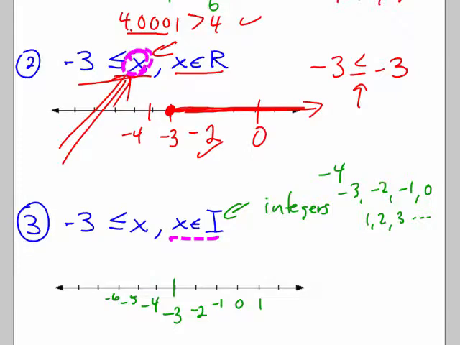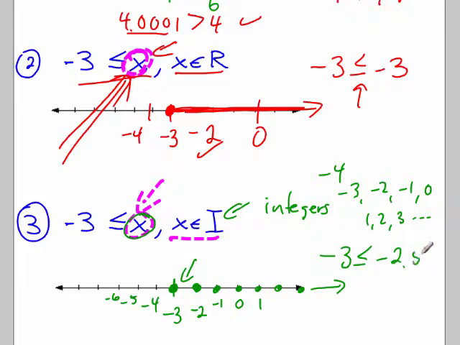Alright, so I want numbers that when substituted into here make this a true statement. Well, -3 still makes this a true statement, so I'm going to highlight -3 with a dot. What other integers make this true? Well, -2 does, and all of the integers going towards the right. But you'll notice I'm not coloring in the whole line because we're not talking about numbers in between. So a number in here, for example, -2.5, this is not a valid statement because this number is not an integer. And so that's how I would represent the set of numbers.